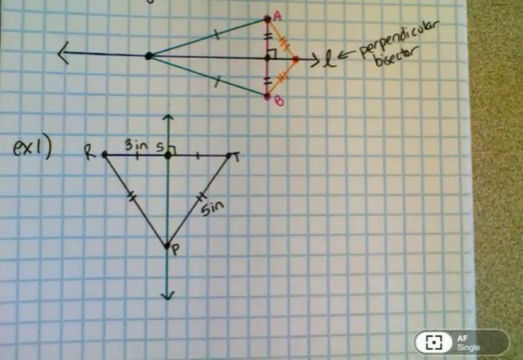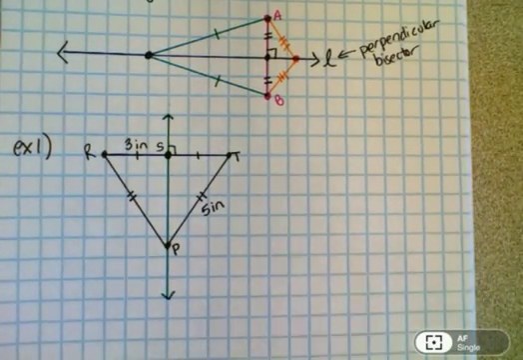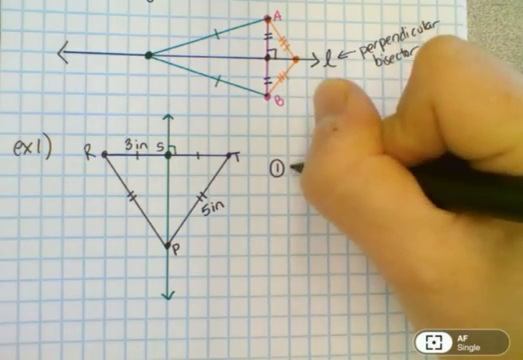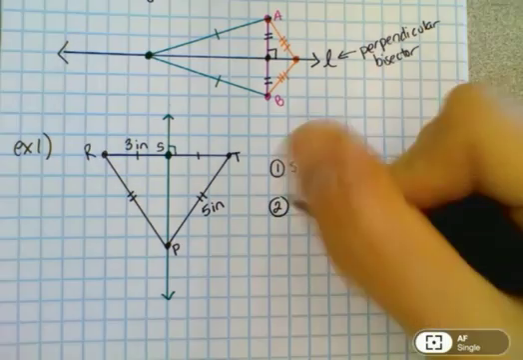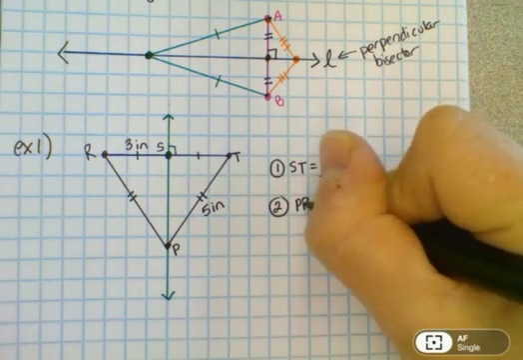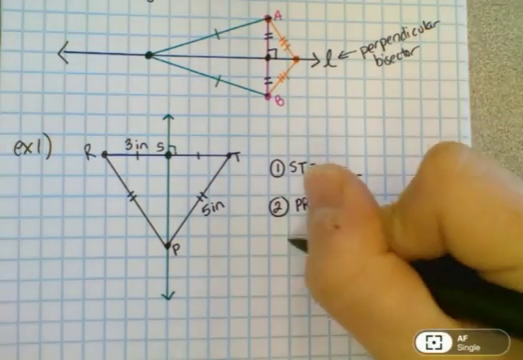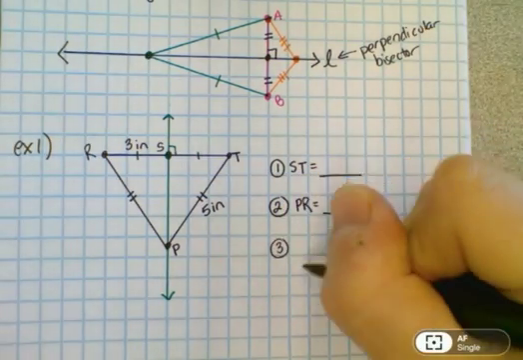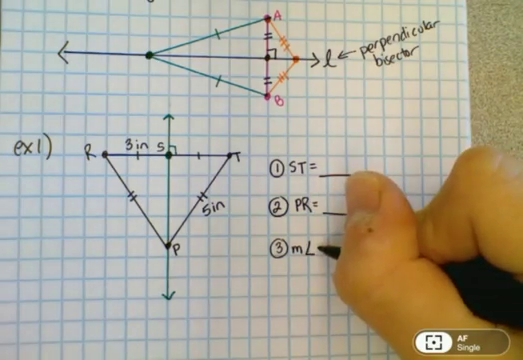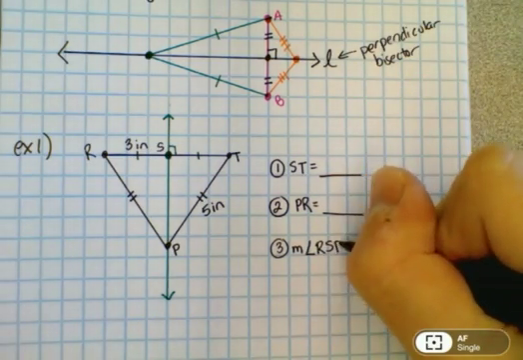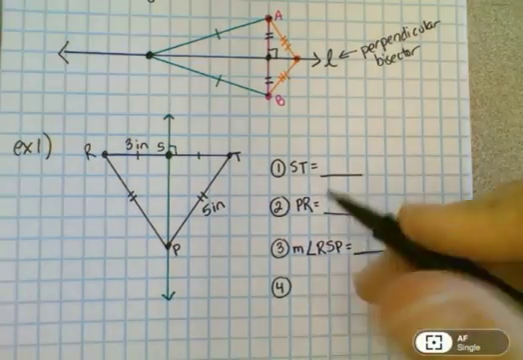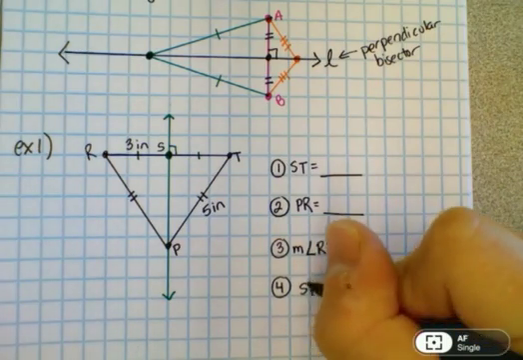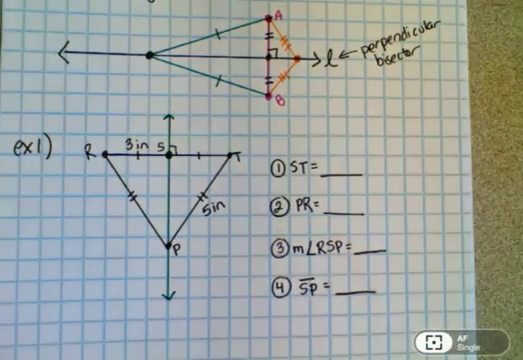And so off to the side, I'm going to list all the different values that I want you to find. So first, I would like for you to find the length of ST. I would like you to find the length of PR. I would like you to find the measure of angle RSP. And then finally, and this will be the hardest one, I would like for you to find the length of SP. So go ahead and pause if you need to get all of that down, and then we'll talk through these together.